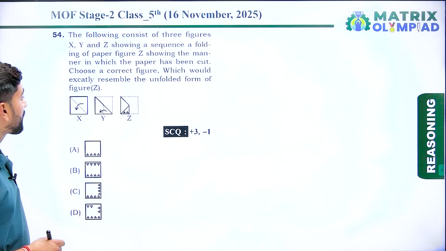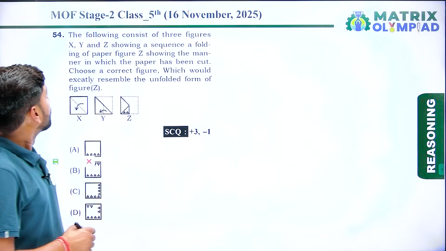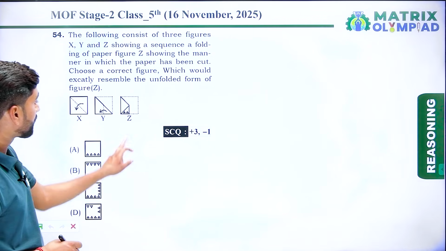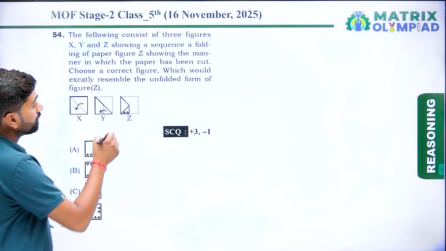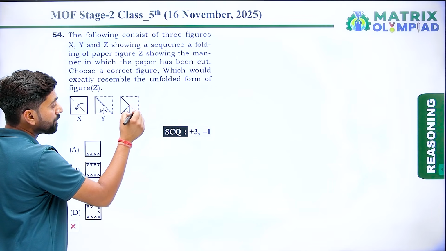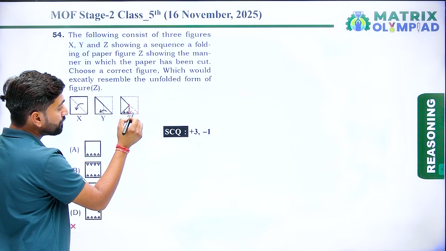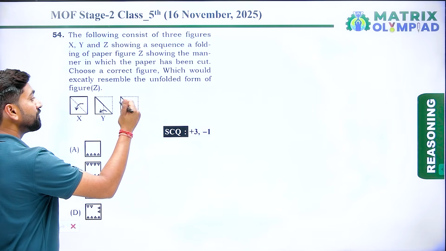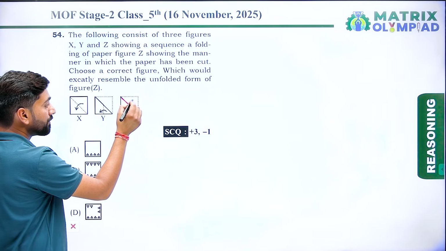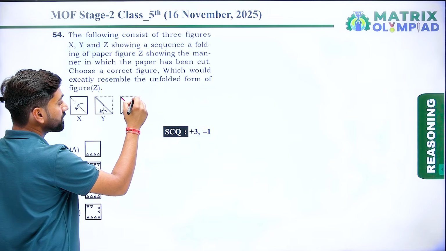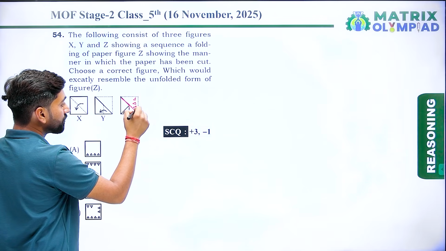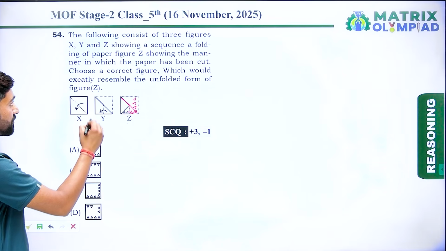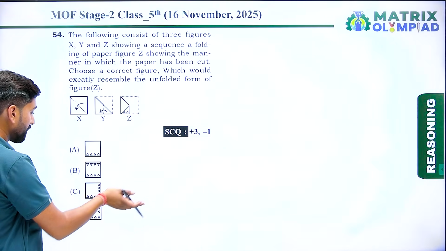In the next question we have to find out the correct unfolded form of figure Z. So if we unfold the paper with this axis, the mirror image of this will look like this, and if we further unfold this paper along this axis, the mirror image of this part will look like this. So this will be in option number C. So option C is the right answer of this question. Now let's move to the next question.